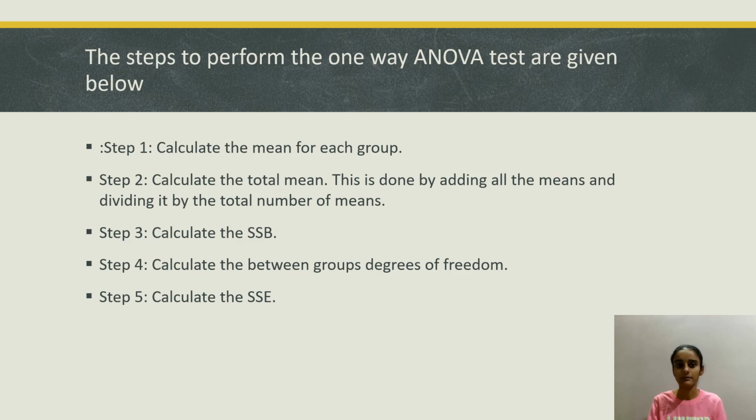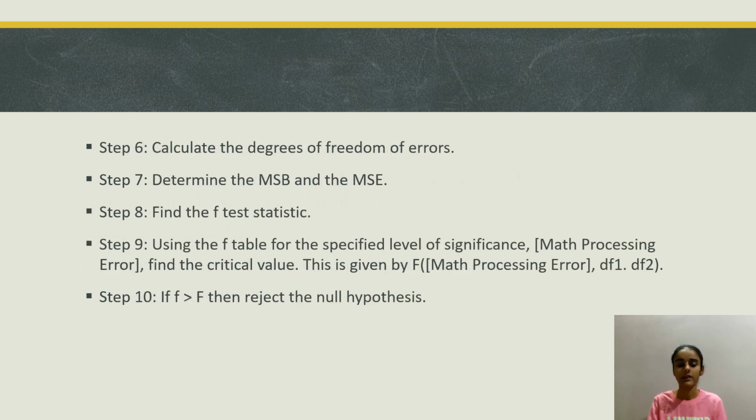Step 5: calculate SSE. Step 6: calculate the degrees of freedom of errors. Step 7: determine MSB and MSE. Step 8: find the F test statistic. Step 9: using the F table for the specified level of significance, find the critical value F. Step 10: if the small f is greater than the capital F, then reject the null hypothesis.